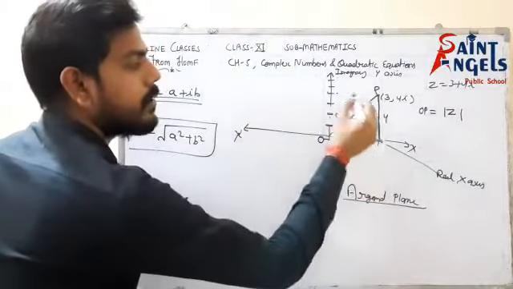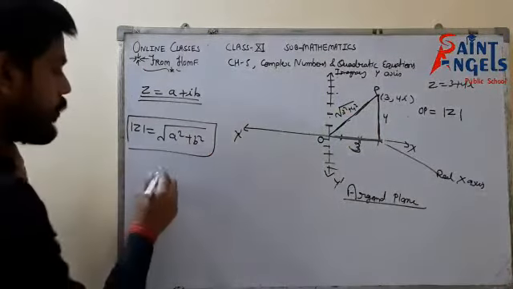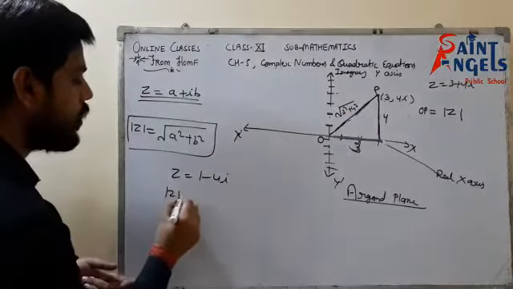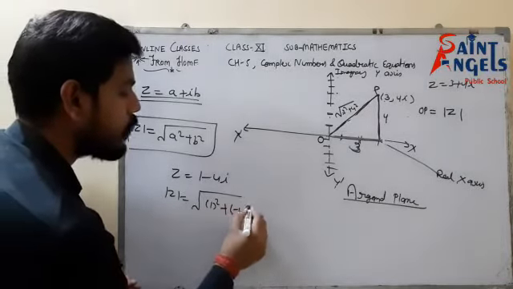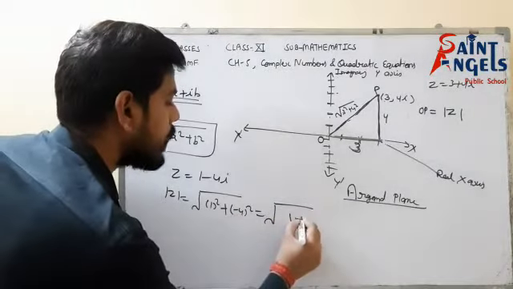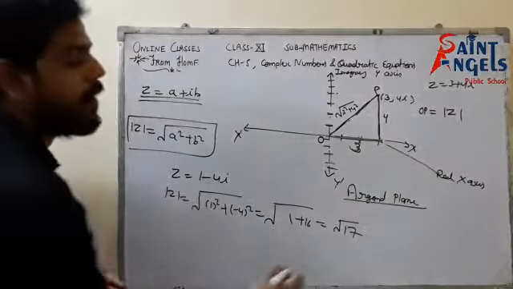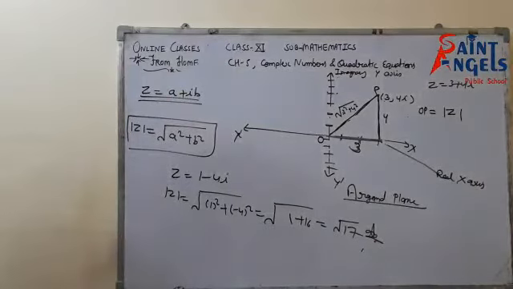a square plus b square. Okay, so this is the formula of magnitude. Suppose you have to find the magnitude of 1 minus 4i. So its magnitude would be under root 1 square plus (minus 4) square. So that would be under root 1 plus 16. It means under root 17 is the magnitude of this number. It's very simple. Okay students, please pause the video and note it down.